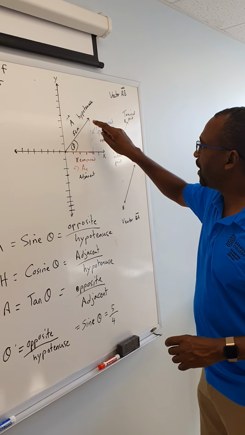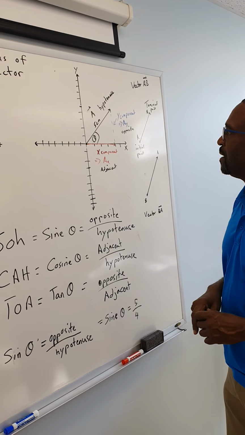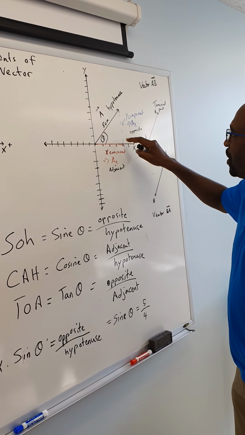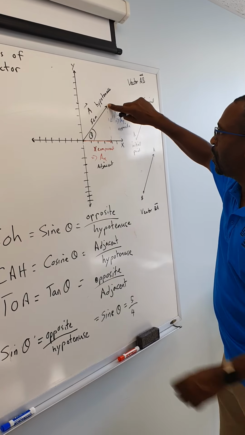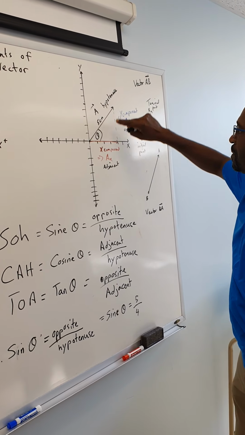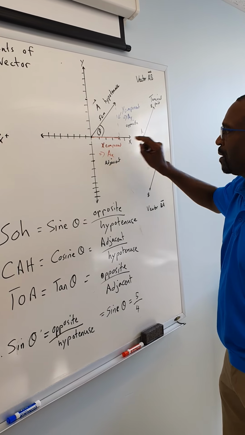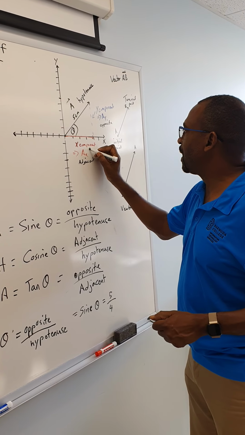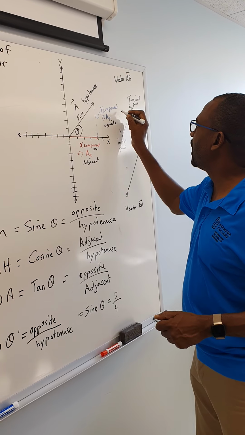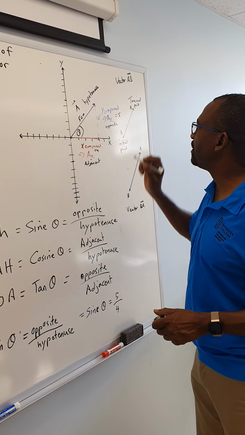So this is vector A, and this is angle theta. So we have a y component. So if you go up 1, 2, 3, 4, 5, that's where it stops on the y-axis. Then 1, 2, 3, 4. So your x is 4, and your y is 5.